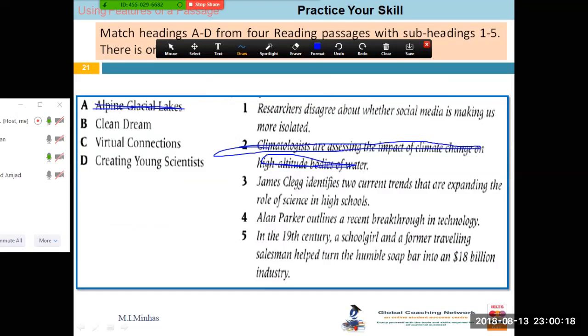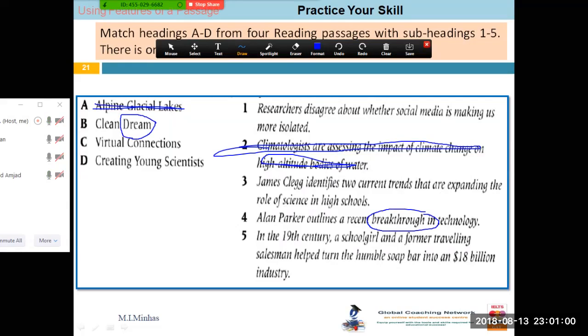Researchers disagree about whether social media is making us more isolated. Any link? No. James Clegg identified 2 current trends that are expanding the role of science in high schools. Any link? No. Alan Parker outlines a recent breakthrough in the technology. Any link? Maybe. What is the link? Breakthrough and dream. Right. For the time being, let's say we call it breakthrough and dream.